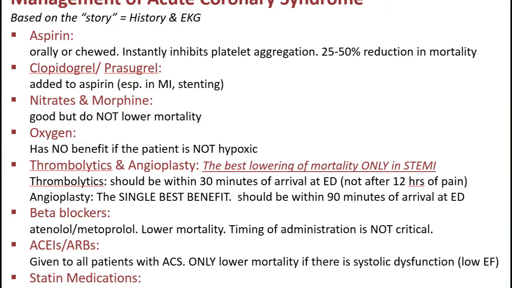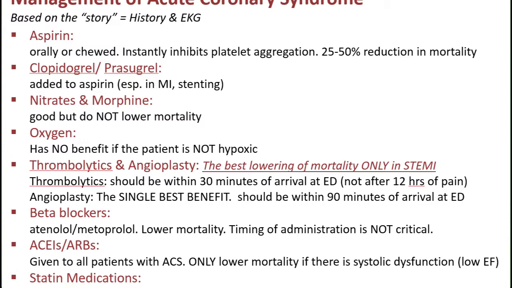And you can add clopidogrel or prasugrel. These are antiplatelets also, especially if you put a coronary stent. Nitrates and morphine, yes, they are given for acute coronary syndromes, yet they do not lower mortality. Oxygen, you only give oxygen if the patient is hypoxic. No need and no benefit from oxygen if the patient was not hypoxic. Thrombolytics and angioplasty, these are the best in lowering mortality only in STEMI, only in ST segment elevation myocardial infarction.